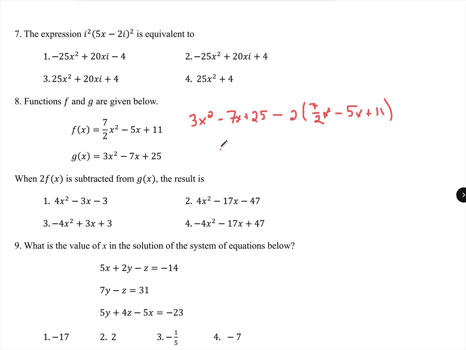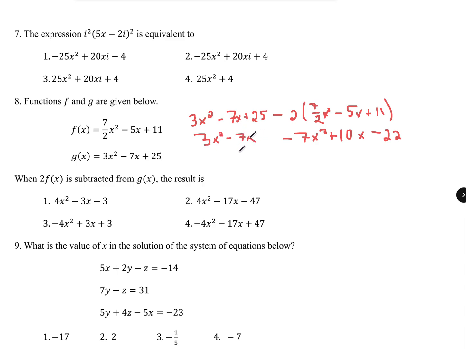And then we're back. Well, what am I going to do? I have to distribute this -2 into all the terms inside my parentheses. The 2's cancel out, they actually are nice to you, and you're just going to get -7x squared. This -2 times -5x gives me a positive 10x. And then -2 times 11 is -22. Bring this down, and then from this point, subtracting like terms.